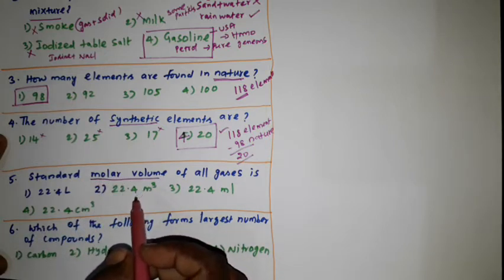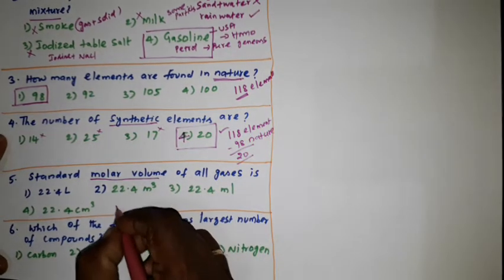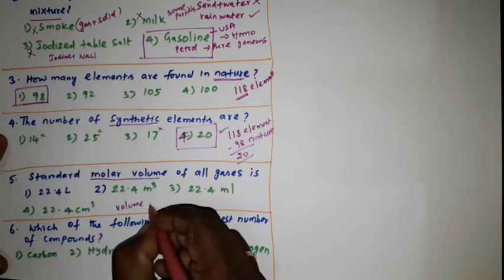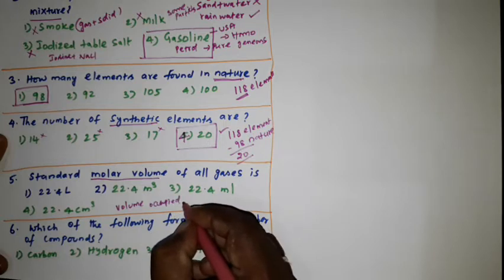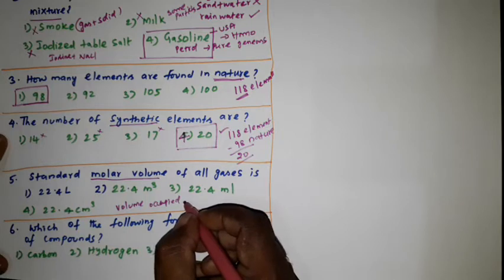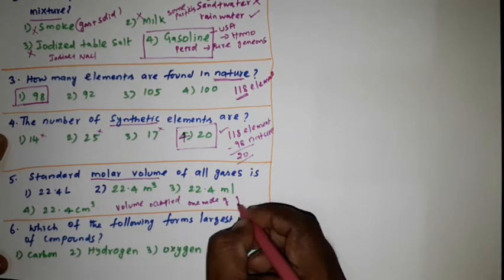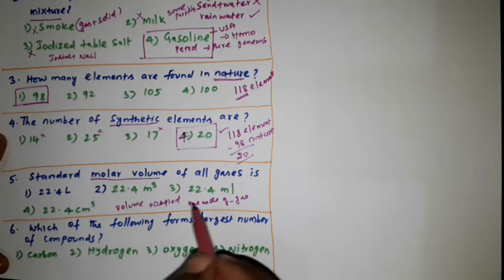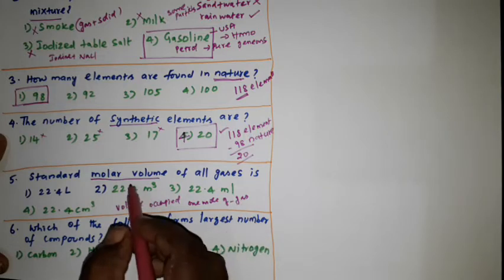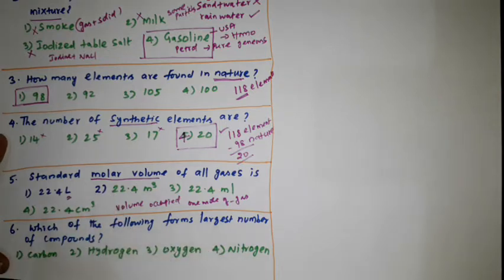The volume occupied by any substance in gaseous state. So volume occupied by 1 mole of substance in the gaseous state. So the volume occupied by 1 mole of any substance in gaseous state is called molar volume. Generally, molar volume we are representing in liter.